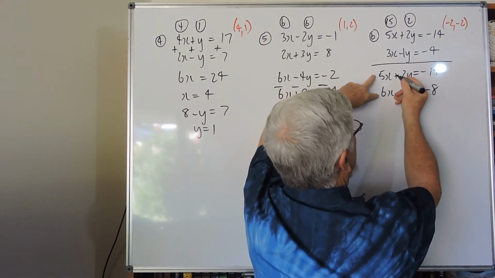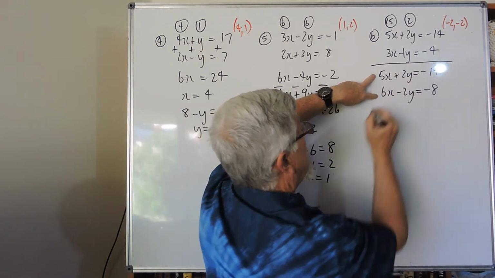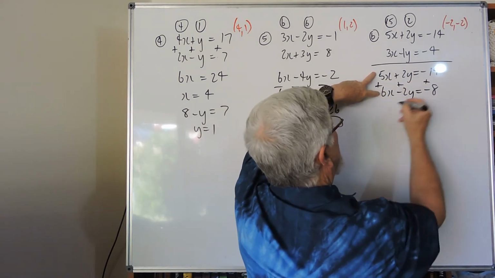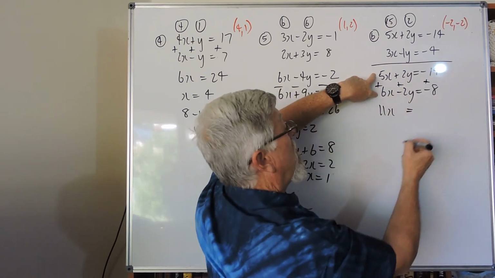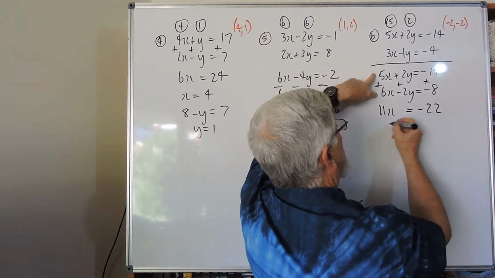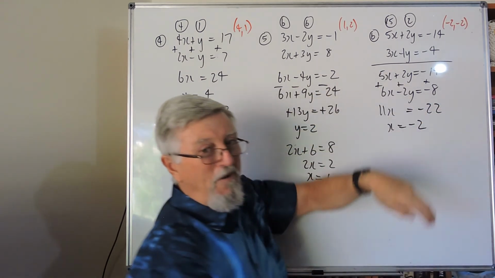So now, again, these are just going to eliminate each other. So we're actually doing an addition, so that's an 11x, they eliminate each other. 2y take 2y, and that's minus 22. So x is minus 2, which is nice.